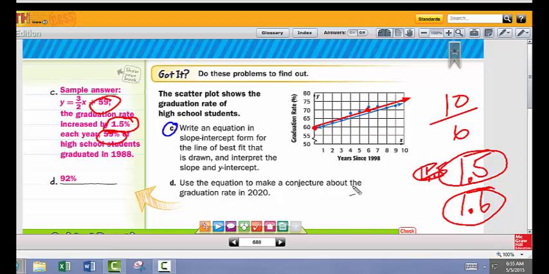And then we're supposed to make a conjecture for the year 2020. Now remember, this is since 1998, so we have to add. So basically we're saying the year 2020 minus the year 1998.